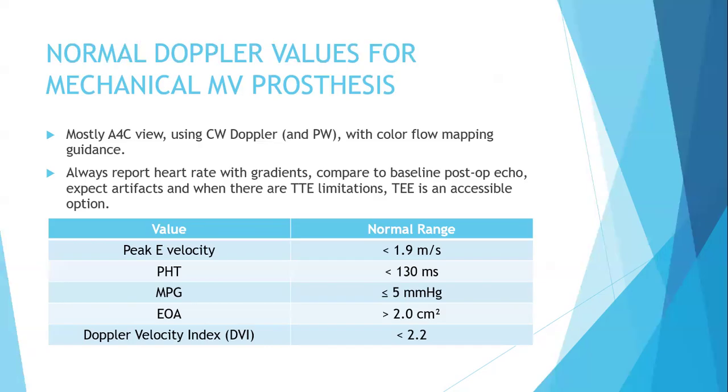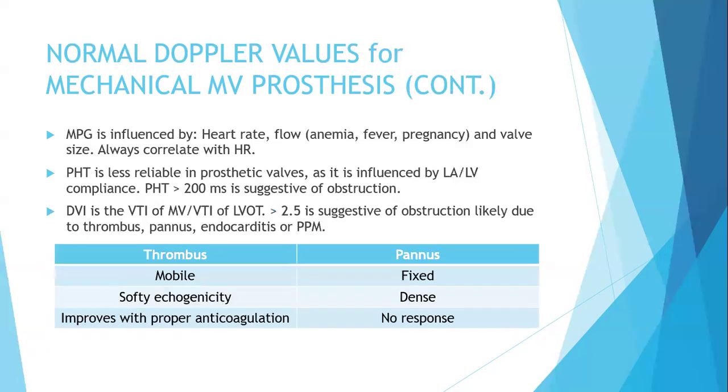We compare these gradients to the baseline post-op echocardiography, and this is important in order to assess if there are any changes in these gradients or not. And these are the values with their normal range. Again, the mean pressure gradient is influenced by the heart rate and the rate of flow, such as in states of hyperdynamicity like anemia, fever, and pregnancy, and by the valve size. We always correlate it to the heart rate.